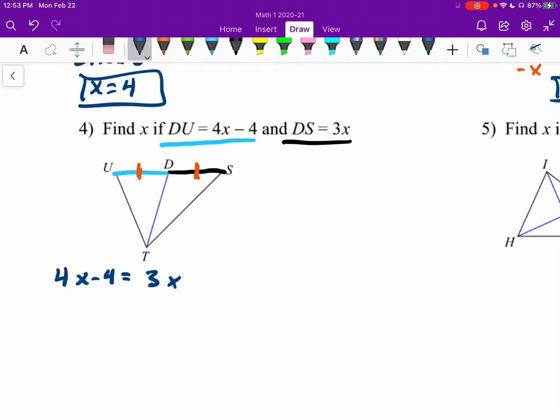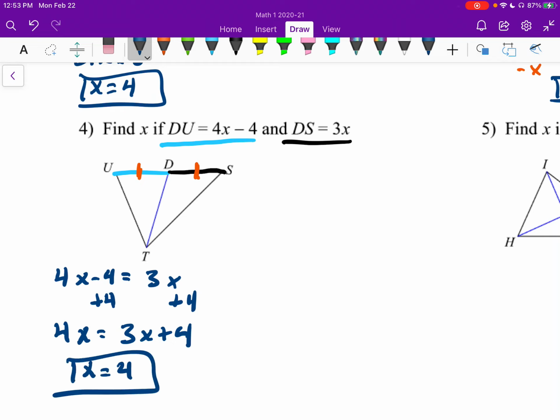So I'll add my 4 over, so add 4. So this will be 4x is 3x plus 4. Subtracting 3x gives me x is 4. Now if I wanted to plug this back in to double check, I'll take 4 times 4 minus 4, that's 12. And then 3 times 4 is 12. Well, so they are equal, which makes sense because we wanted them to be equal, so that's good.